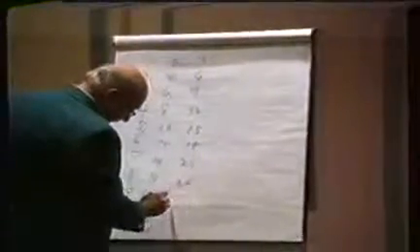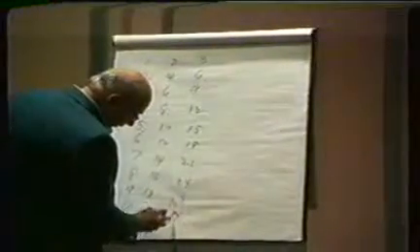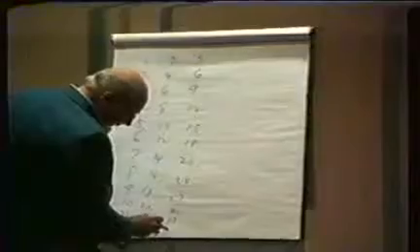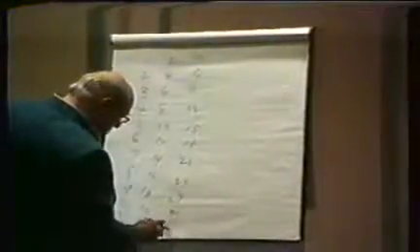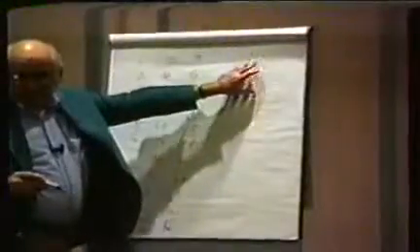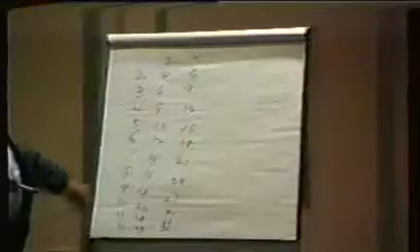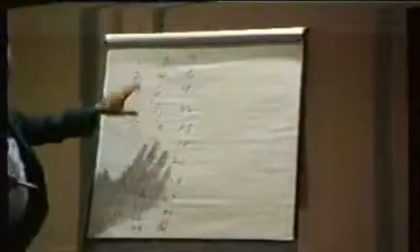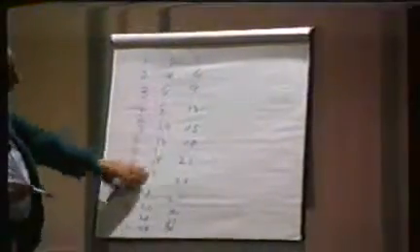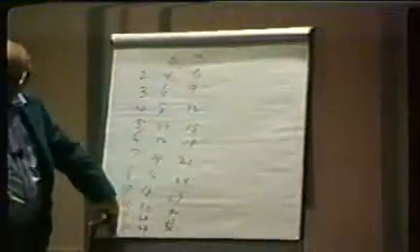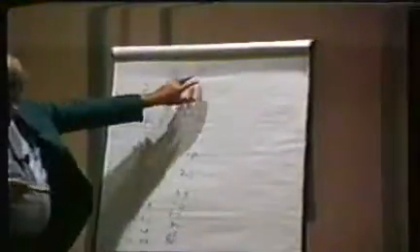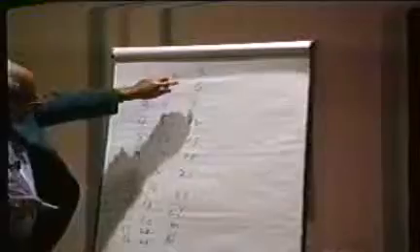Threes: 3, 6, 9, 12, 15, 18, 21, 24, 27, 30, 33, and 36. Fours, fives, sixes, sevens, eights, nines. Now, it's easy to learn to count by ones, easy to learn to count by twos. This is the introduction to multiplication. Threes are a little harder. Fours are a little harder, but they all have patterns.